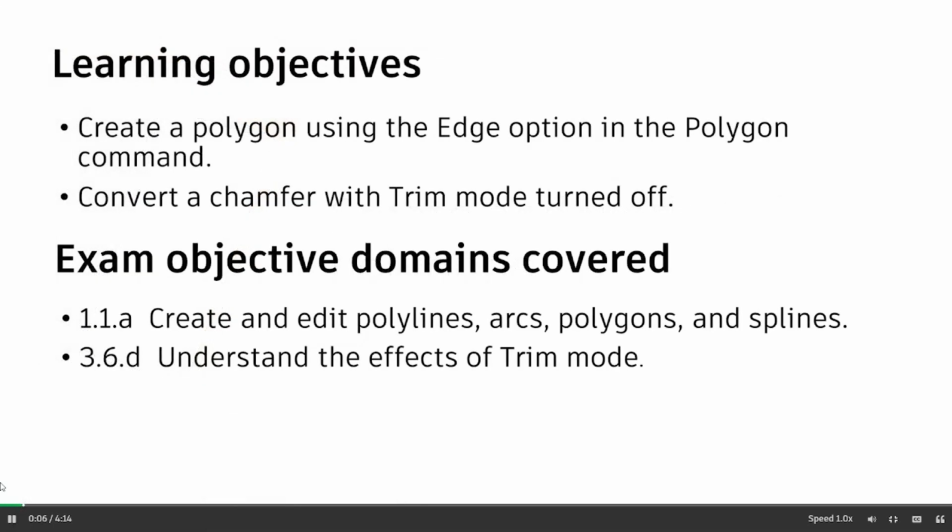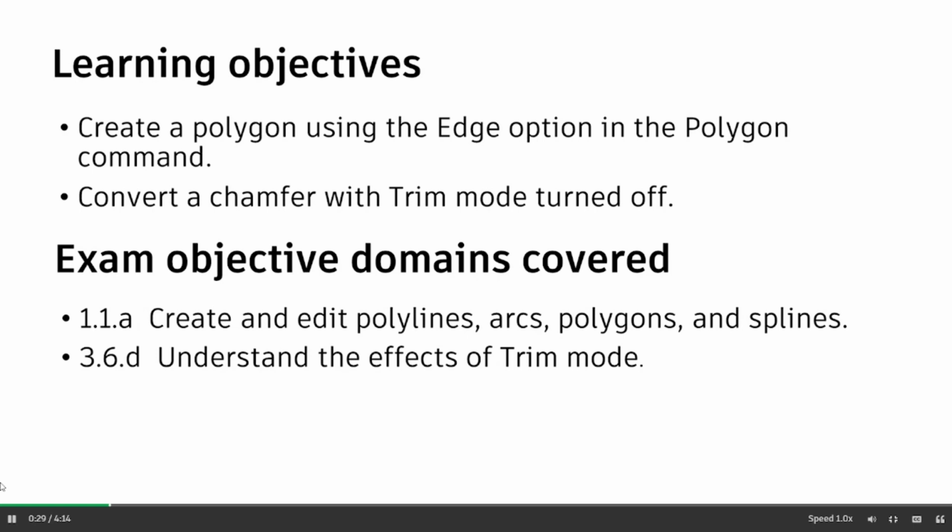We're going to be talking about how to create and modify polygons. The Polygon tool is quite useful because it allows you to create a shape consisting of more than one line with just a few mouse clicks and data entries. I'm going to be editing my polygon using the Chamfer tool. I'm going to be using some of the more advanced options for Chamfer, like no trim.